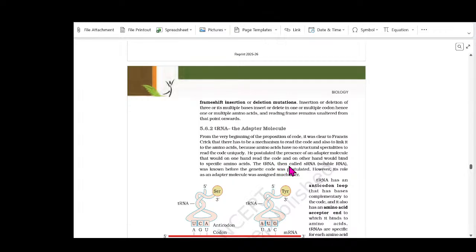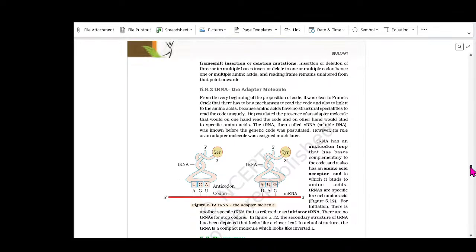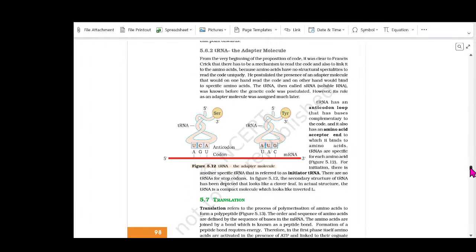The transfer RNA, also called soluble RNA, was known before the genetic code was postulated. However, its role as an adapter molecule was assigned much later. tRNA has an anti-codon loop that has bases complementary to the code, and it also has an amino acid acceptor end to which it binds an amino acid. tRNAs are specific for each amino acid. For initiation, there is another specific tRNA referred to as initiator tRNA. There are no tRNAs for stop codons.